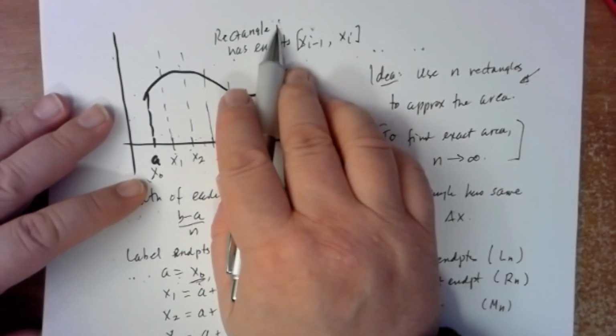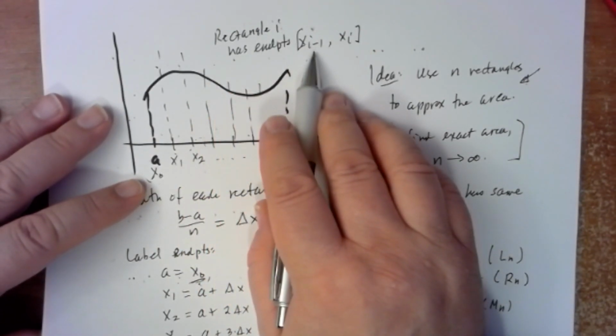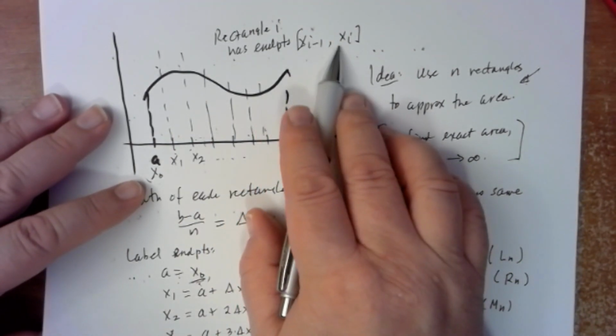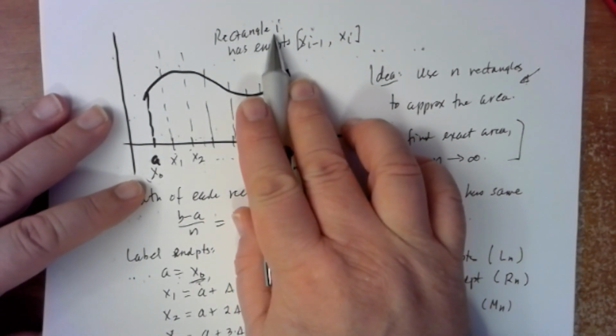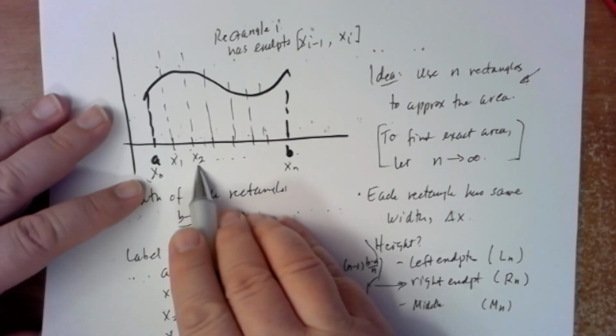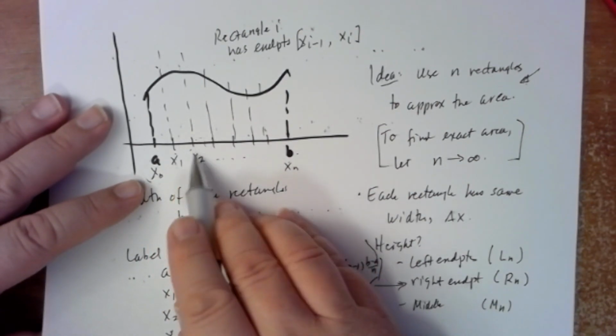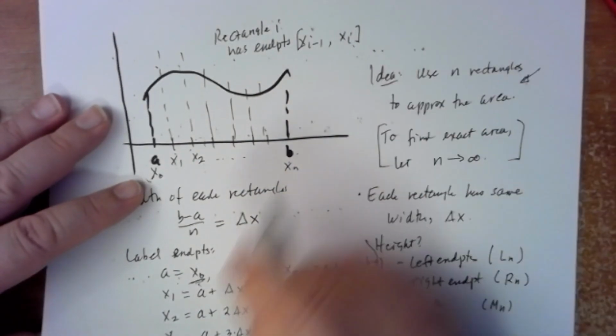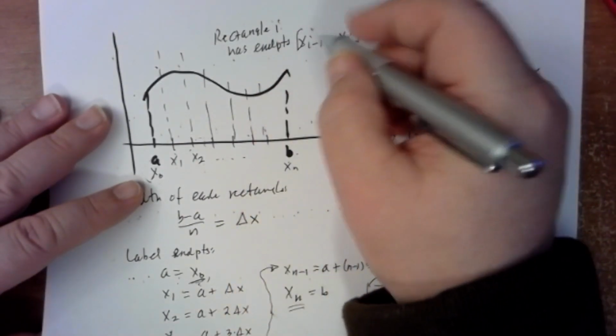So rectangle 1 again uses the interval x sub 0 to x sub 1 as its base. Rectangle 2 goes from x1 to x2, 3, x2 to x3, 4, x3 to x4, okay, and so on. Good. And that goes from i equals 1 to n.